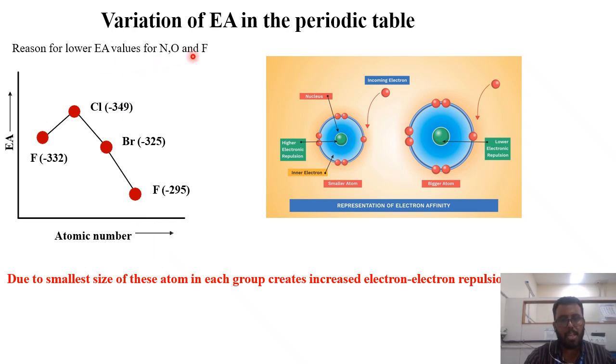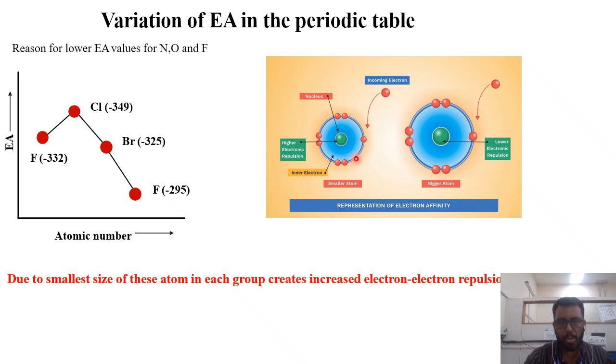Also the reason for lower electron affinity values for nitrogen, oxygen, and fluorine is this: if you have the inner electrons and your nucleus is there, there will be higher electronic repulsion when you add an incoming electron in a smaller atom. But in the case of the larger atoms, the atomic size is large. As a result, the incoming electron will experience lower electronic repulsion, that's why it is low.